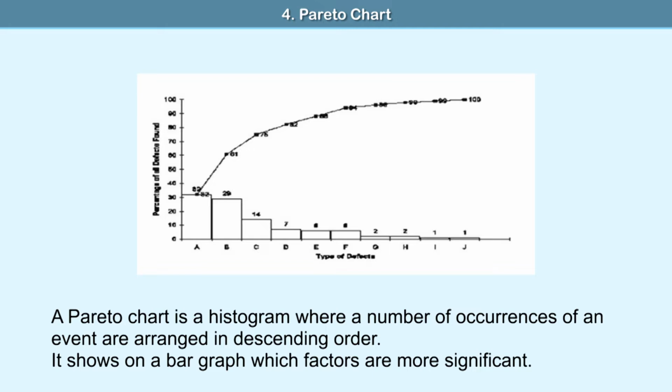The next tool is Pareto charts. It is a histogram where the number of occurrences of an event are arranged in descending order. It shows on a bar graph which factors are more significant.